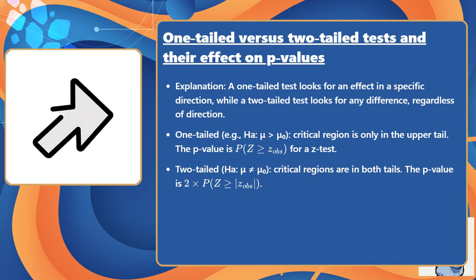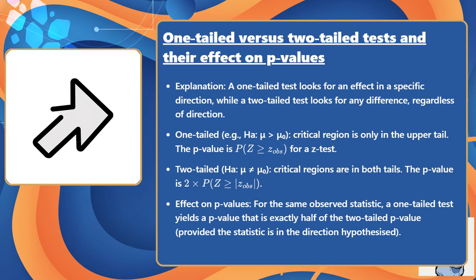Critical regions are in both tails. The p-value is 2 times P(Z ≥ |z_obs|). Effect on p-values: for the same observed statistic, a one-tailed test yields a p-value that is exactly half of the two-tailed p-value, provided the statistic is in the direction hypothesized.